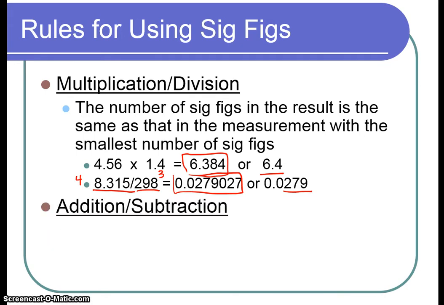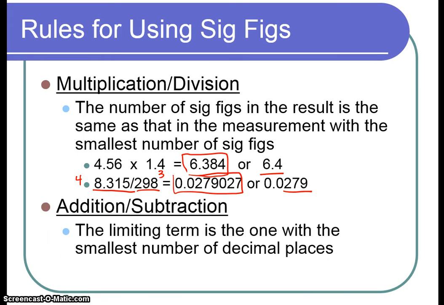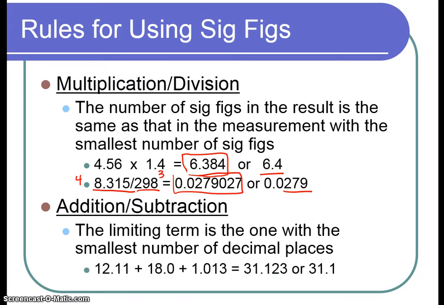In addition and subtraction, the rules are a little bit different. The limiting term is the one with the smallest number of decimal places, which is different. So if I look here, I have 2 numbers after the decimal, I have 1 number after the decimal, I have 3 numbers after the decimal. I add them together, that's what my calculator tells me, but since this number here has 1 number after the decimal, this answer can only have 1 number after the decimal. And so I rounded. 31.123 rounds to 31.1.